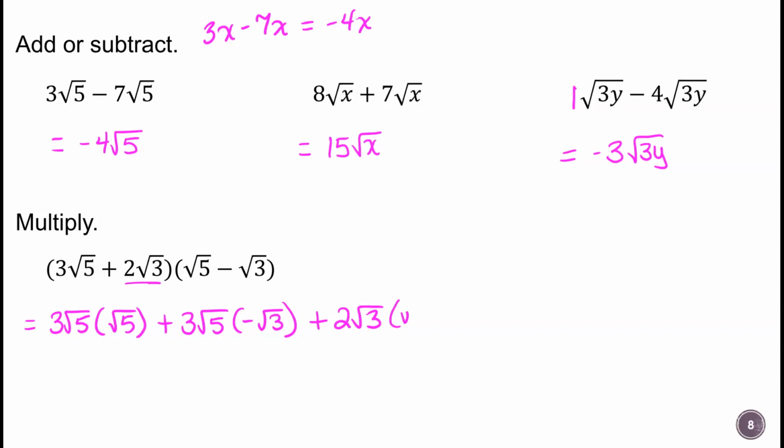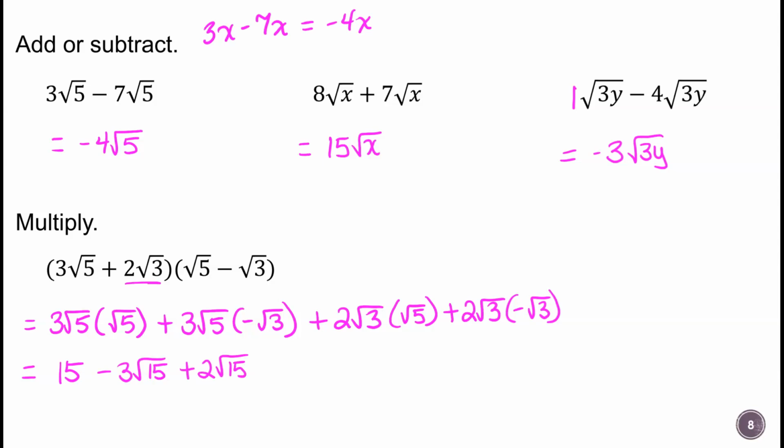Now I'm going to distribute this. 2 radical 3 times the square root of 5. And then 2 radical 3 times negative square root of 3. All right, so we're going to multiply each one of those. On this first one, that's 3 times 5, right? Because if I take radical 5 times radical 5, it's 5. On the next one, I'm multiplying a positive times a negative, minus 3 radical 15. And then the next one's going to be plus 2 radical 15.